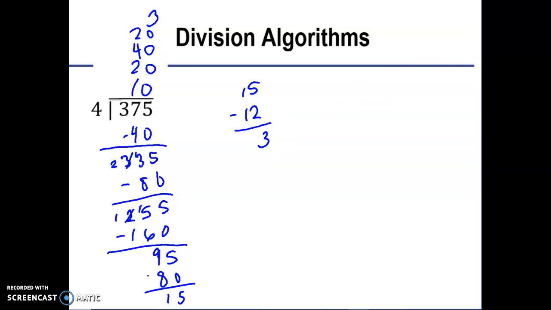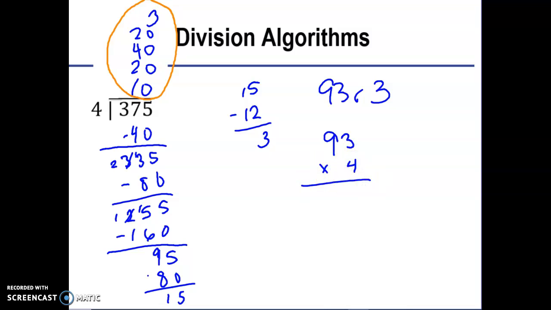Okay, so let's write the answer to this one. So here's what I have. Let's add all those up. And 10 and 20 makes 30, and 30 and 40 is 70, and 70 and 20 is 90. 93, remainder 3. Okay, now remember the way we said to check this in class? You'll take the quotient that you got and multiply by the number you're dividing by. So 4 times 3 is 12. Carry your 1. 4 times 9 is 36, plus 1 is 37.